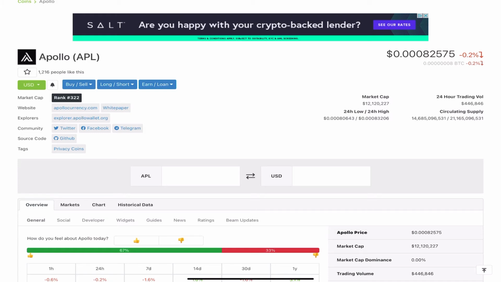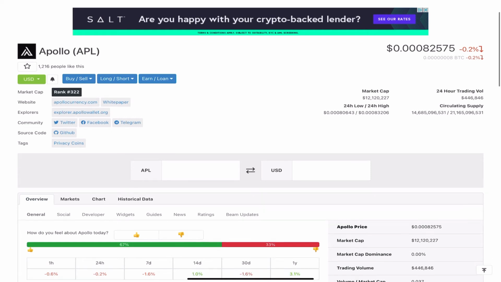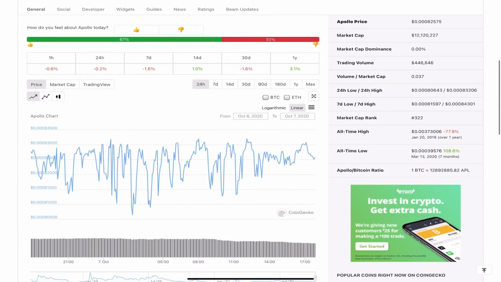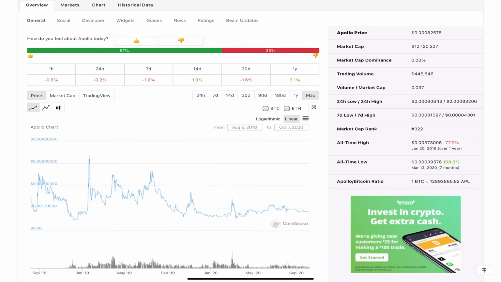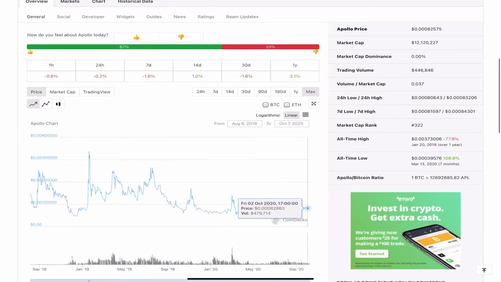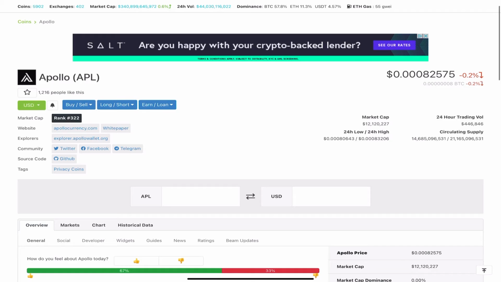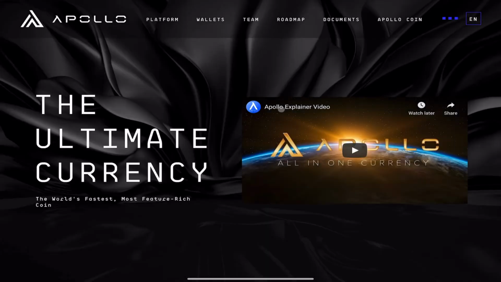For you to get in and out of this coin would be very difficult. You're not going to be able to purchase it at the price advertised, and you're not going to be able to sell it at the price advertised. It's extremely illiquid. Furthermore, the price action is pretty much tapered right off. I'm not familiar with this coin, so let's go ahead and take a look at their website here.